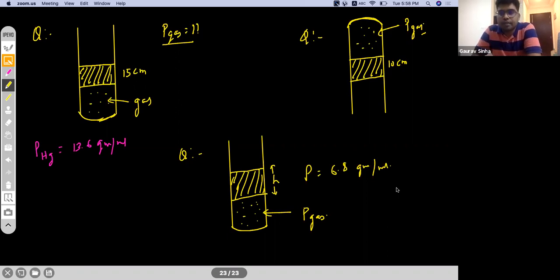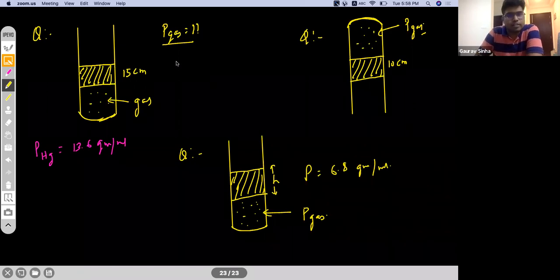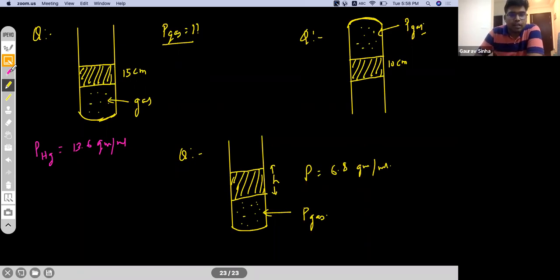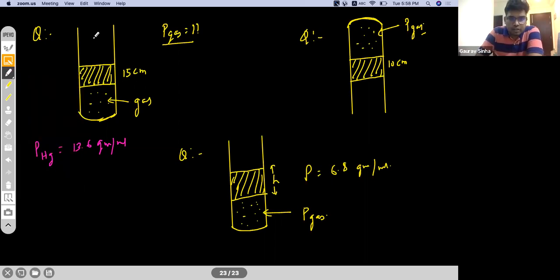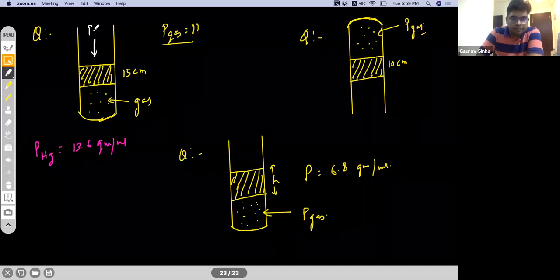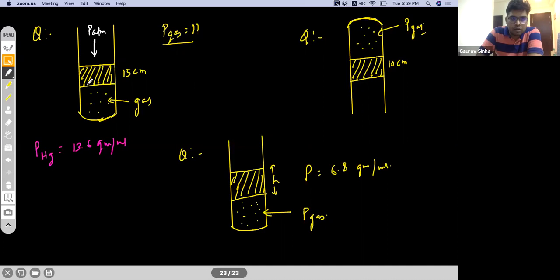What happened, guys? Okay, chalo, I'll do this first one. Let's see. See here what happens. We have a pressure here, this liquid column, and we have atmospheric pressure in downward direction. Correct. So atmospheric pressure is this PATM. What is the direction of this liquid column? Is it upward or downward? Upward or downward? Liquid column.